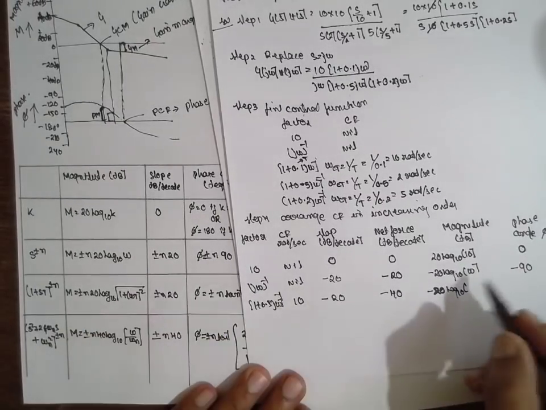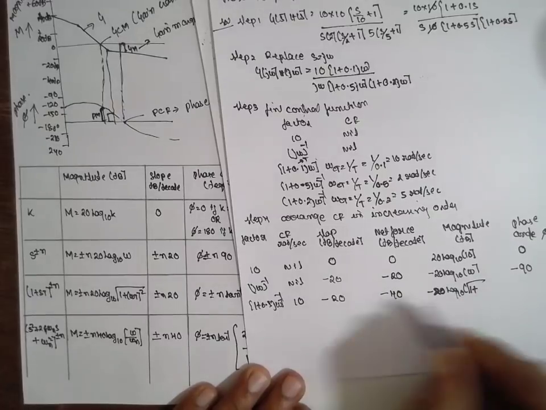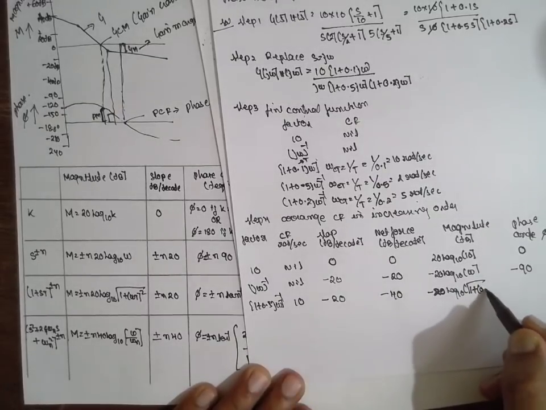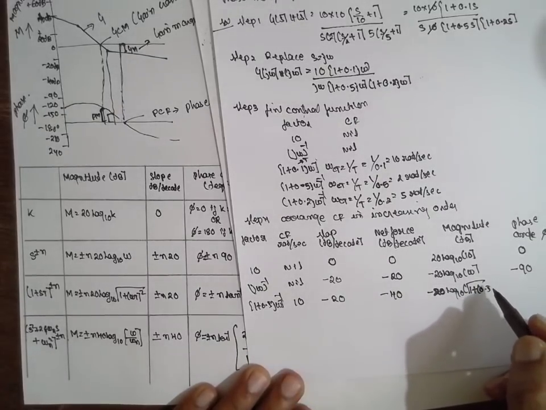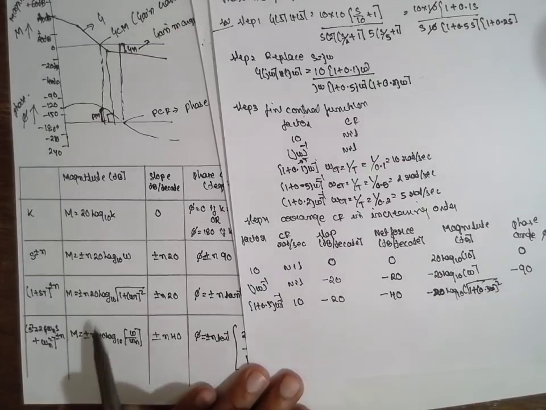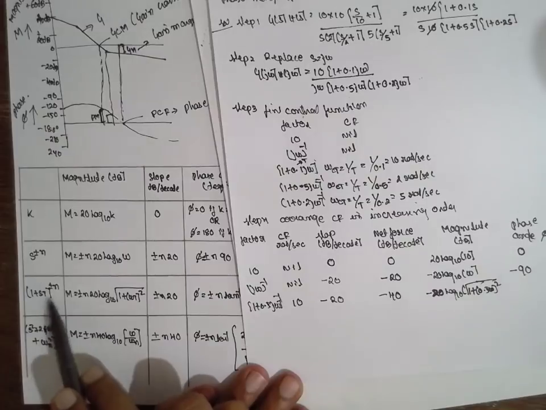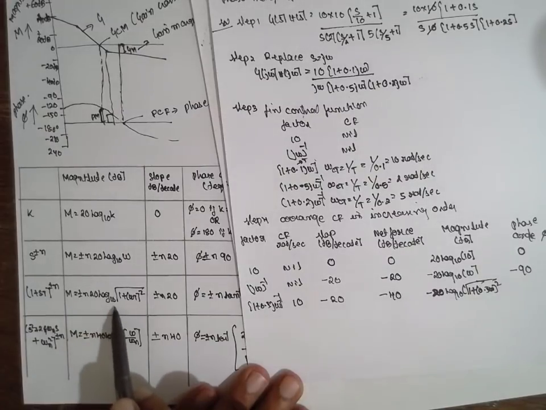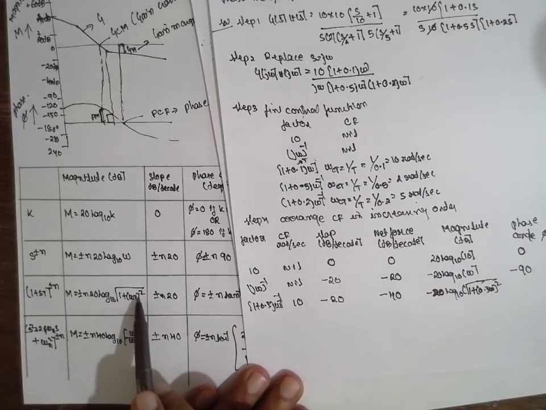20 log root 1 plus 0.5 omega whole square, you are right. This is the procedure. 1 plus st plus or minus n 20 log root 1 plus omega t whole square. I have written in the same way.